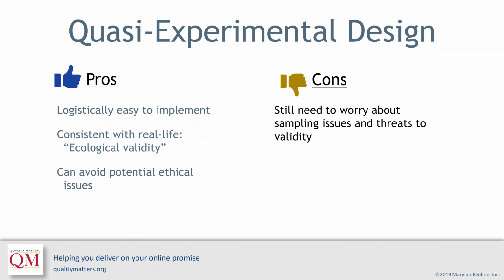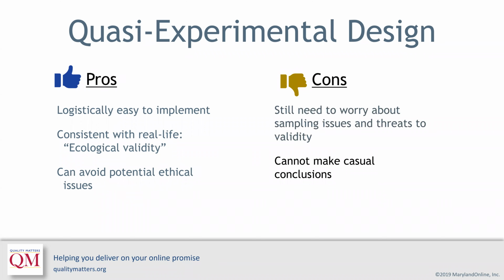As with every design that we've seen, we still need to worry about sampling issues and threats to validity. If you're using a quasi-experimental design, you probably have a convenient sample, which means that you're limited in the generalizations that you can make. The threats to validity that I talked about earlier, so diffusion, the Hawthorne effect, the novelty effect, they're all still concerns here.